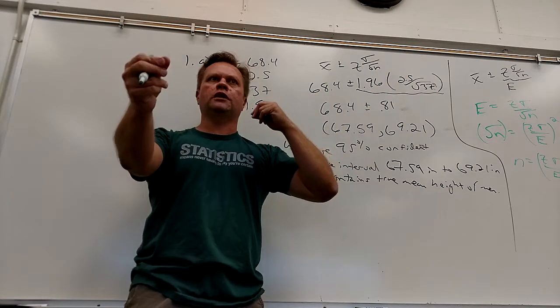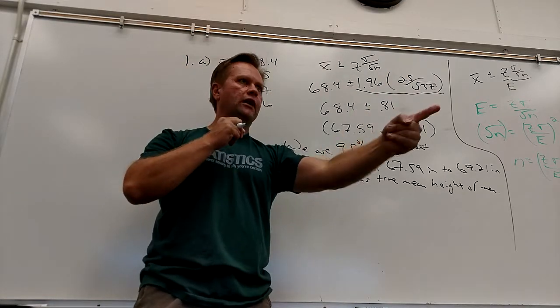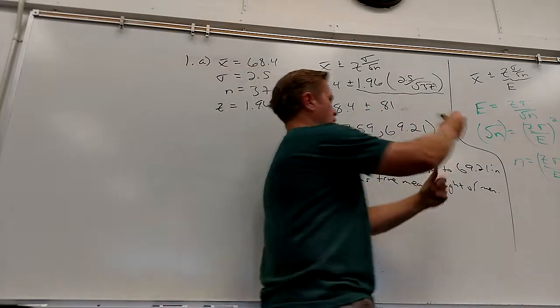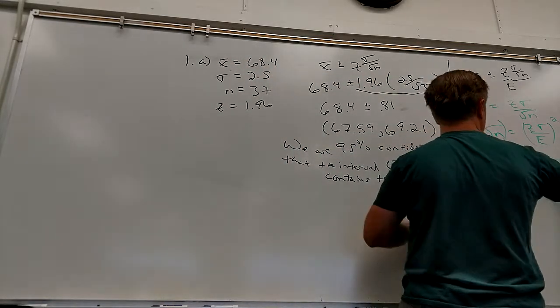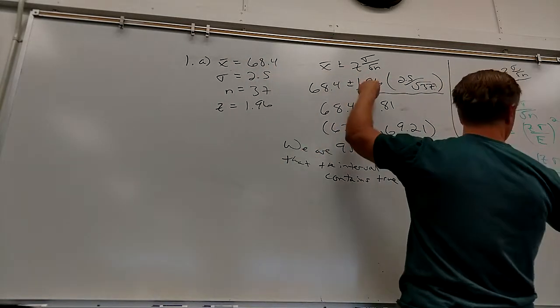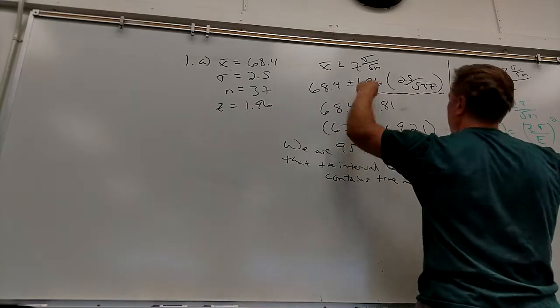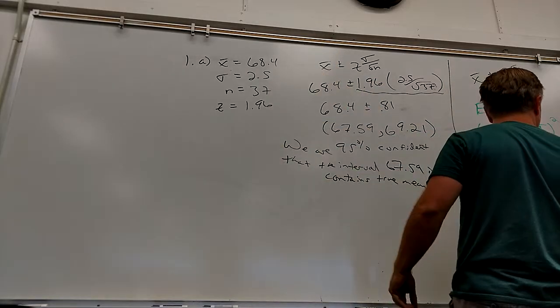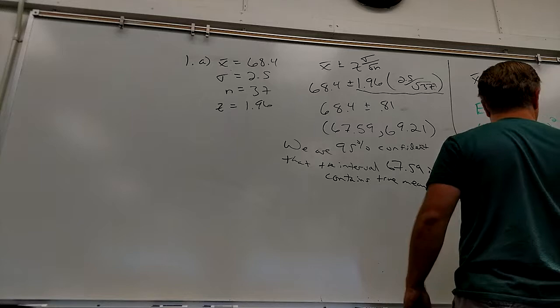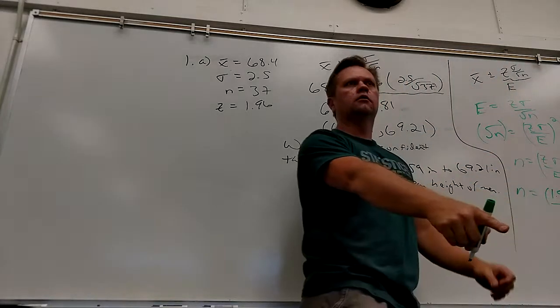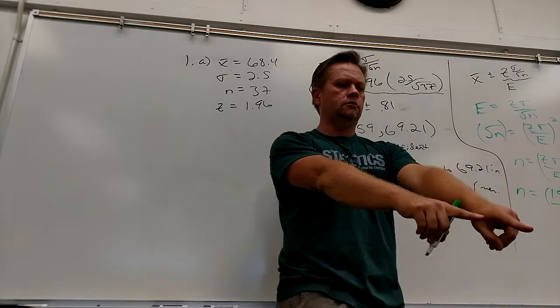I want to know what sample size leads to 0.5 inch error. Right? So what's my z-score again? 1.96. Standard deviation was 2.5. Divided by the error. And I want to make it what now?